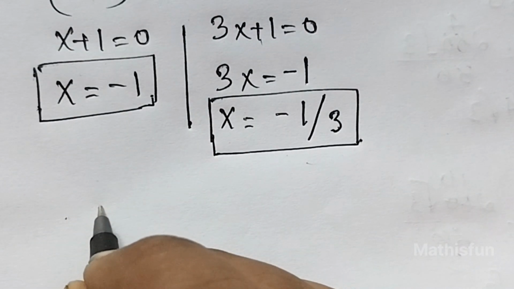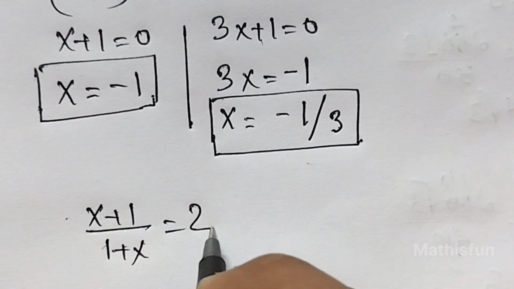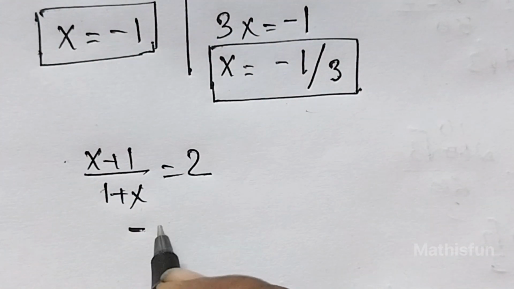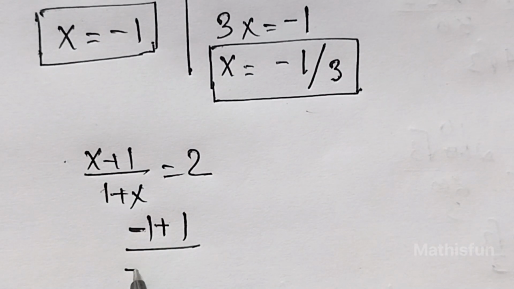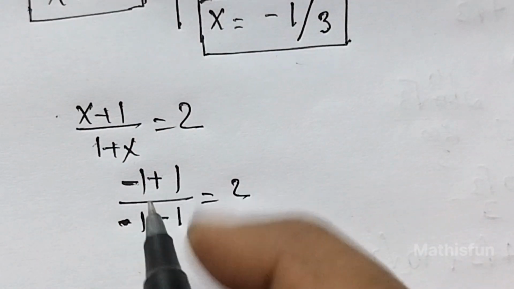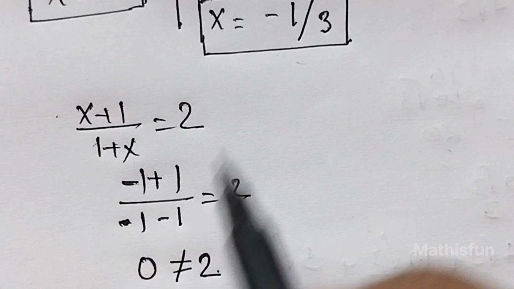So our equation was (x + 1) upon (1 + x) = 2. First we will check for x = -1. Minus 1 plus 1 upon 1 minus 1 is equal to 2. This 0 is not equal to 2 in this case.